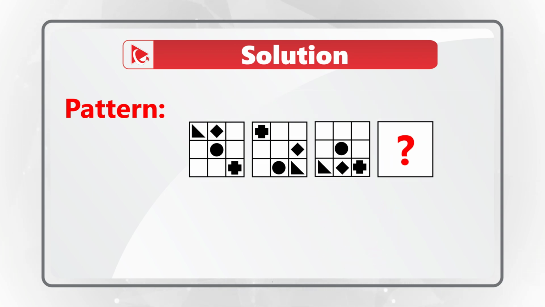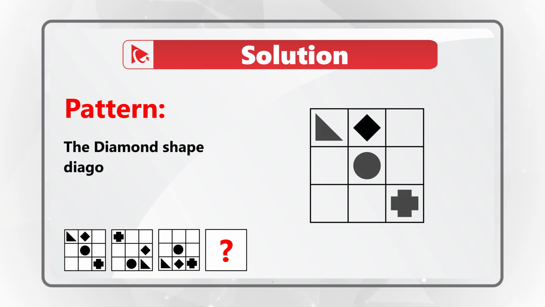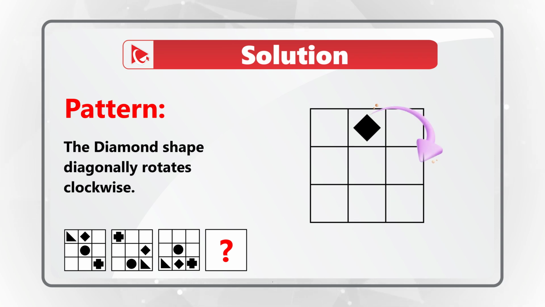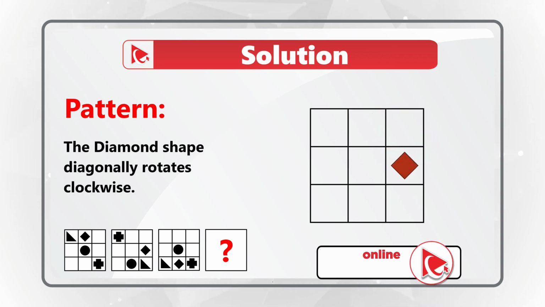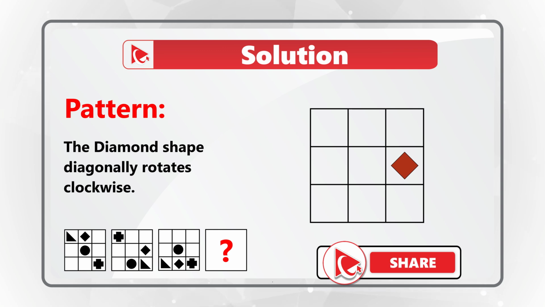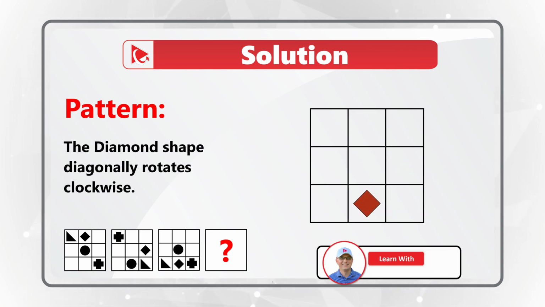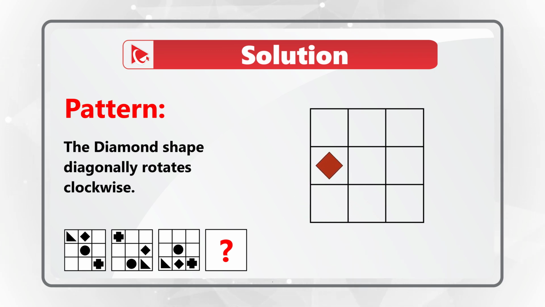In the first square, the diamond shape is in the upper middle section. In the next square, the diamond rotates 90° clockwise. And now it is in the middle row to the right. In the next square, the diamond is in the middle column at the bottom. So we can correctly assume that in the 4th shape, the diamond would be in the middle row to the left.